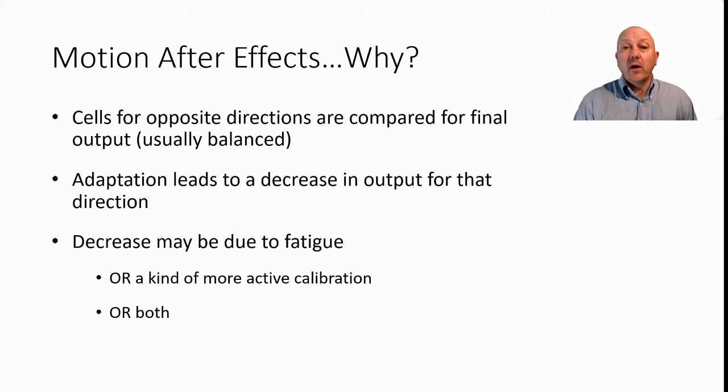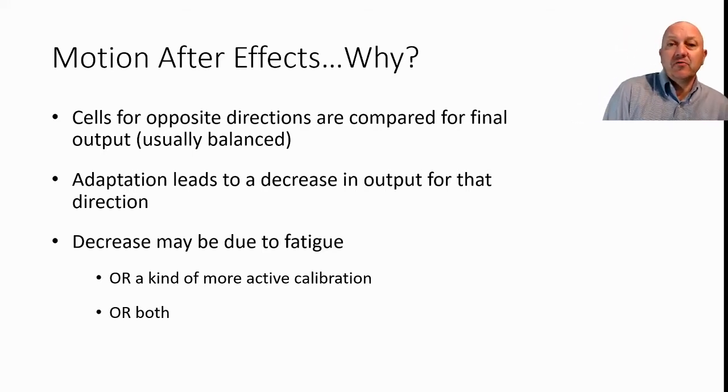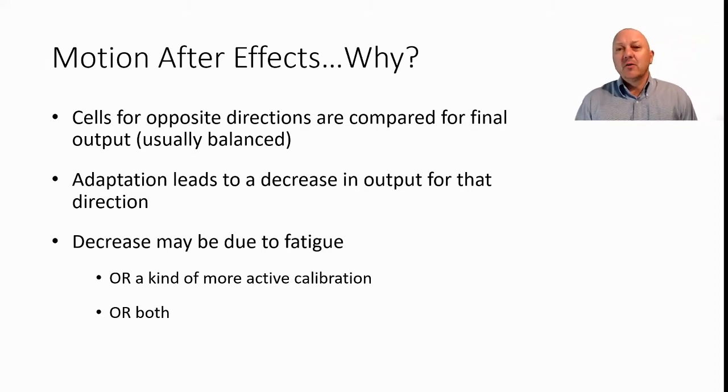So the question becomes, why do we have motion after effects? And does it tell us something about how we perceive movement? A lot of times we see perceptual illusions and, oh, that's really cool, or that's fun, or that's weird, or whatever. But typically, people study visual and auditory illusions to tell us something about how the perceptual system works. So what we know about motion after effects is that cells for opposite directions are compared for final output.